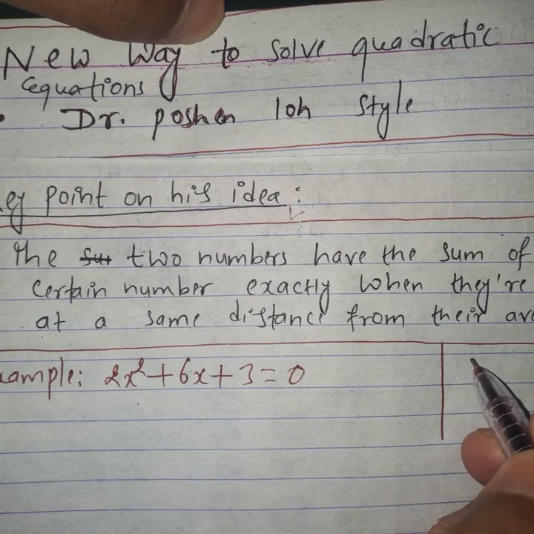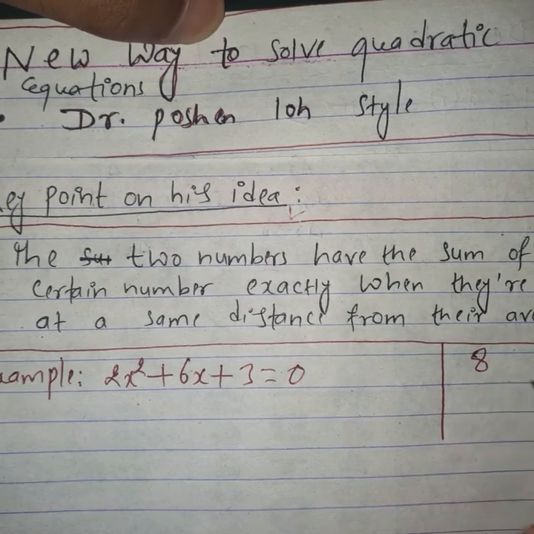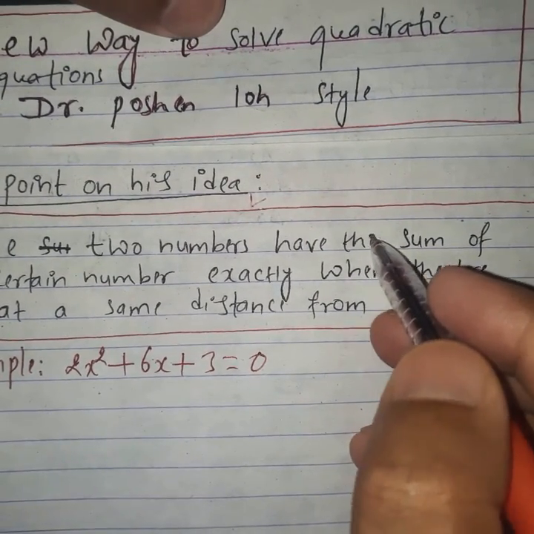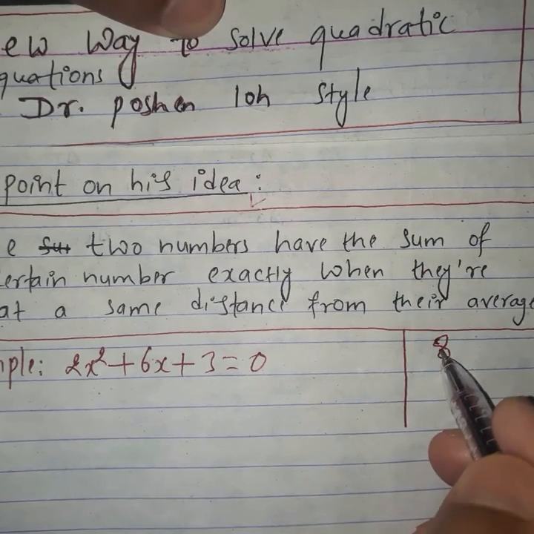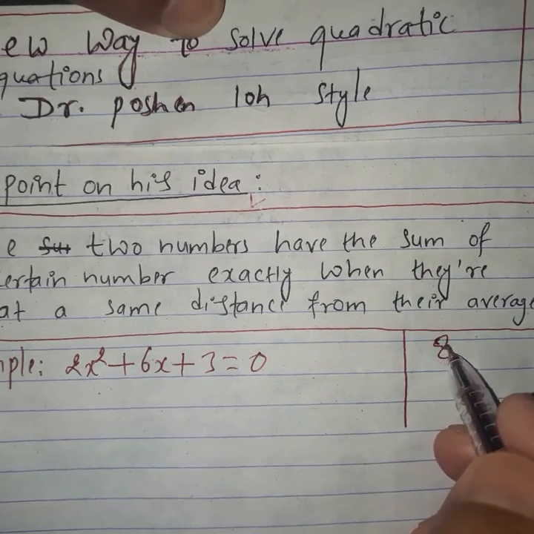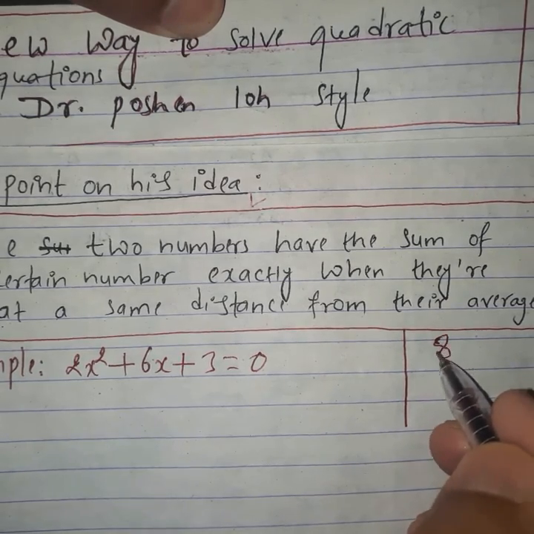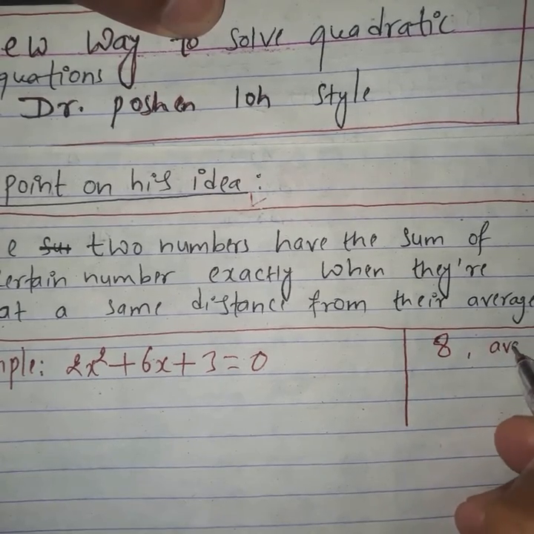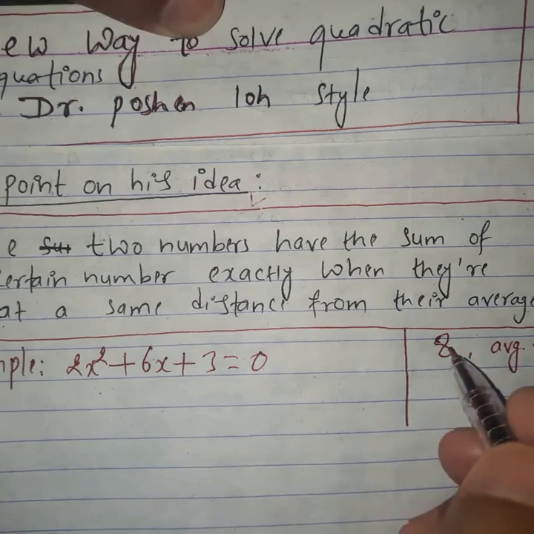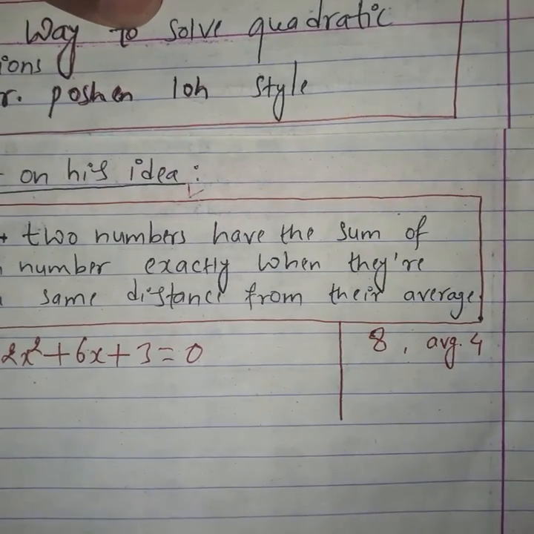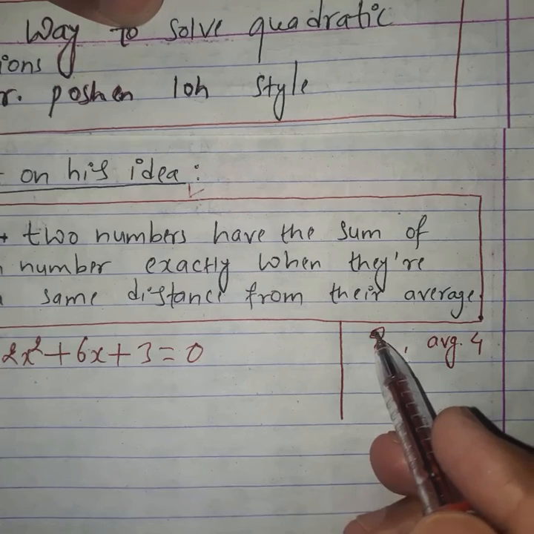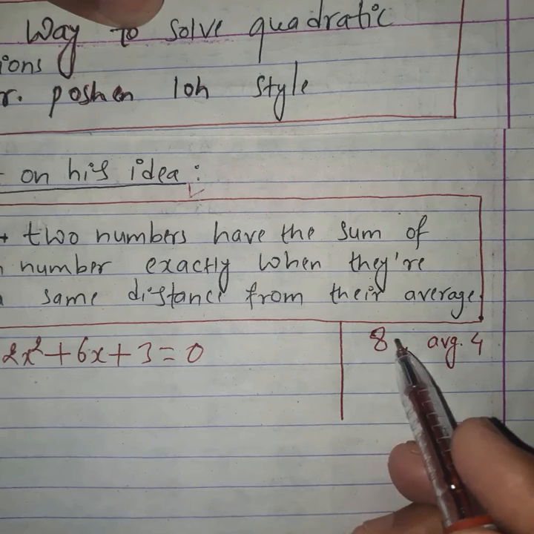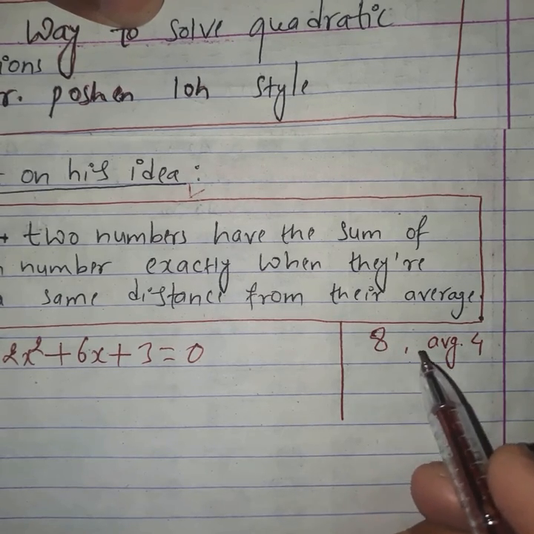Let's take the sum of the two numbers as 8. Here I have taken the sum of the two numbers as 8. I am going to illustrate what this statement tells us. Here the sum of the two numbers is taken as 8 and the average of the numbers is just sum over 2. Here the average is just 4. To find the average of the two numbers, just take 1 by 2 of the sum of the numbers. So 1 by 2 of 8 is just 4.